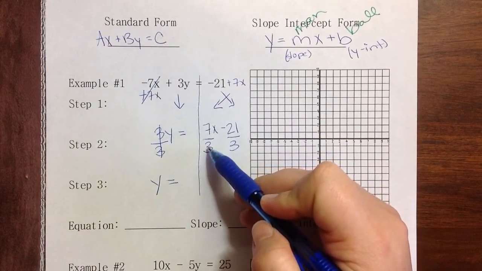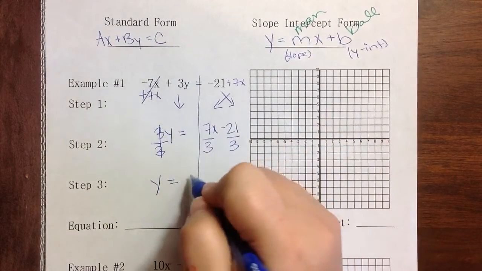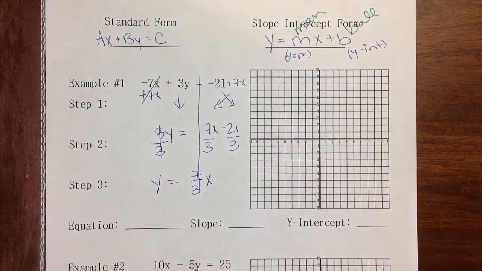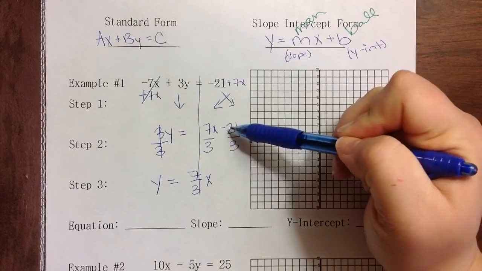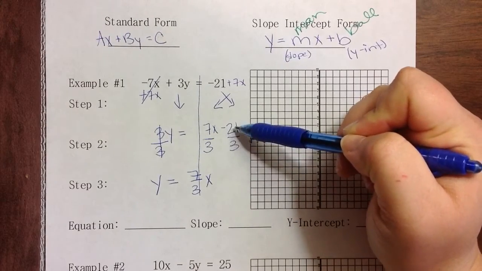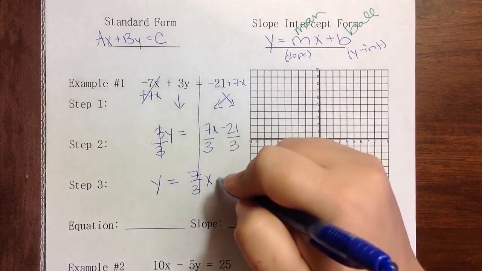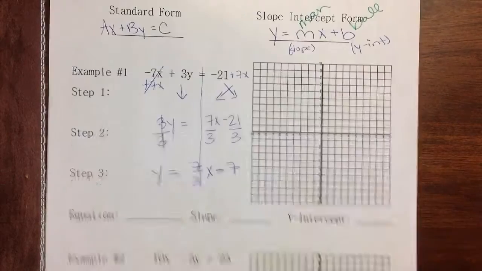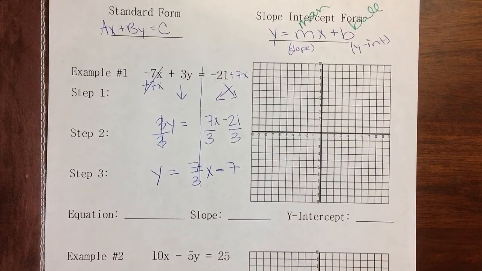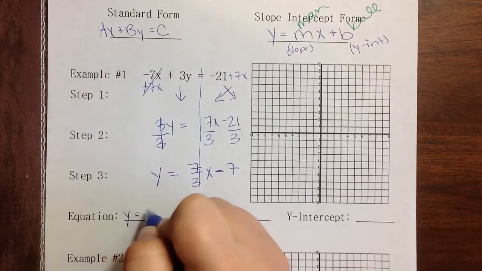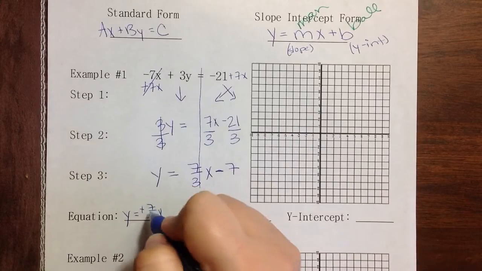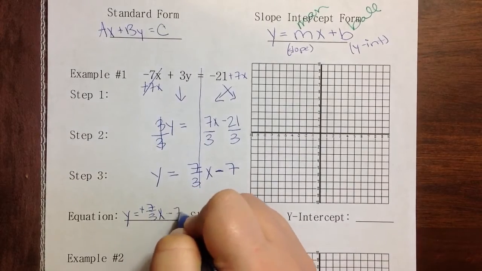7 cannot be divided by 3, and because they're both prime numbers, it would just stay 7 over 3x. And then here, negative 21 divided by 3, and a negative divided by a positive is a negative. 21 divided by 3 is 7. So now I have the equation of my line. My equation is y equals negative 7 over 3x. I'm sorry, positive 7 over 3x minus 7.